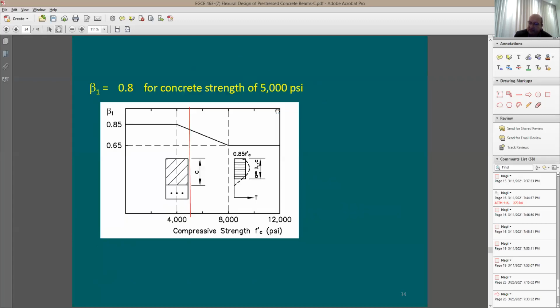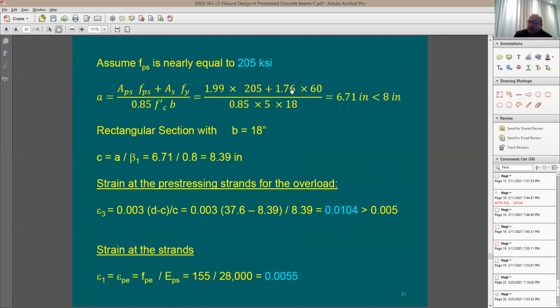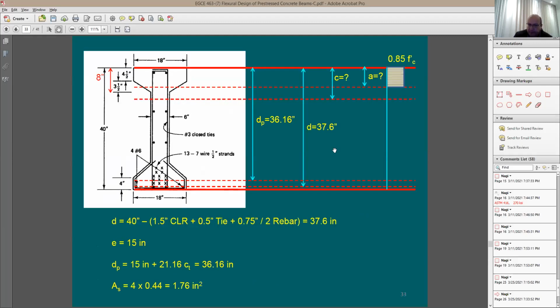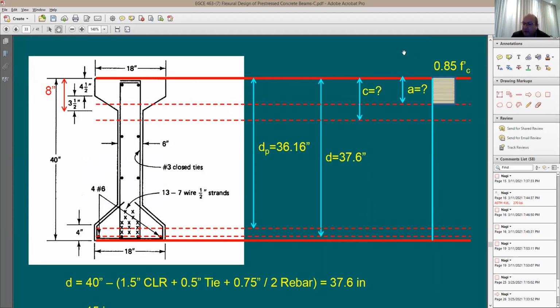AS, the 1.76, this is going to be 4 number 6s, right? And then 60 is going to be the yield strength. Divided by 0.85, f prime c is going to be the 5 ksi, and the width of the compression section of the beam is going to be 18 inch. Now let me take you here to the section so that we understand where this 18 inch is coming from. It's going to be right here. Meaning, if the a value turned out to be right here within the first 4.5 inches, I have no problem because I consider here this to be 18 inch.